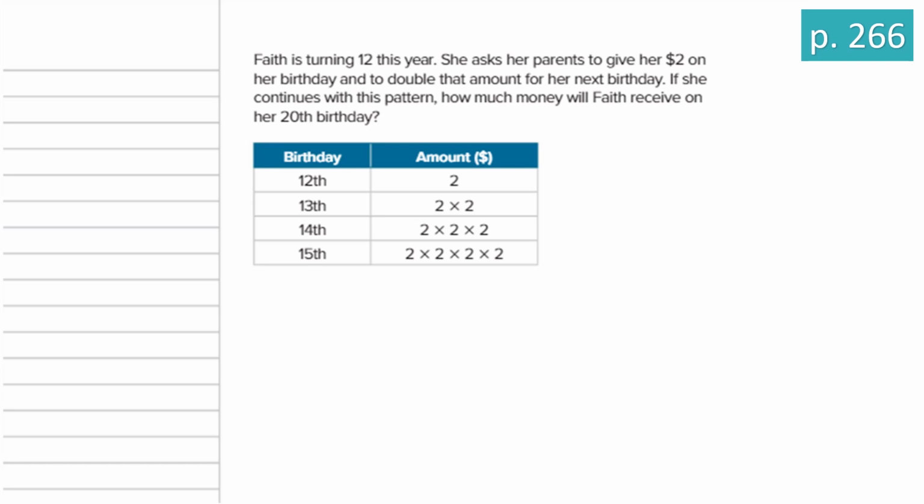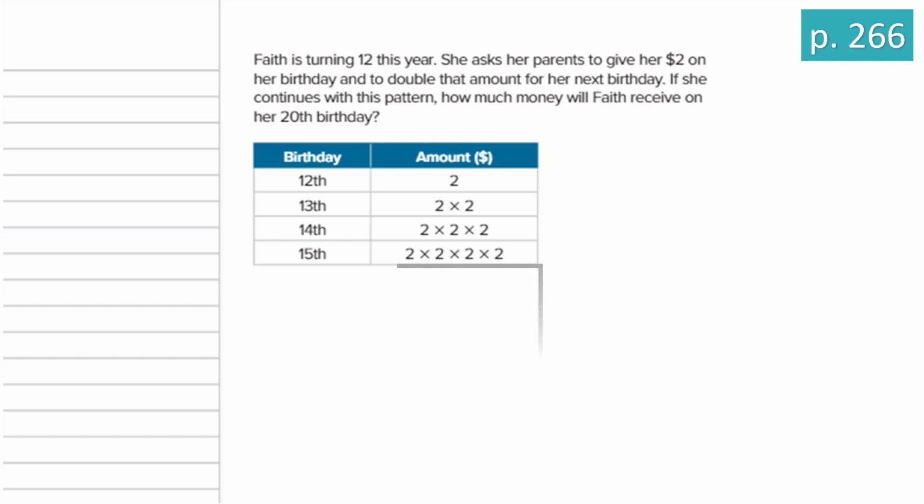So when I'm finishing up the pattern, then I can see that on her 12th birthday, she gets $2. And then on her 13th birthday, they're going to double it, right? Not give her an additional $2, but they're actually going to double it. So that's 2 times 2. And then we're going to double that again on our 14th birthday. We're going to double that again on our 15th birthday. So now after the 4 years, we have 2 times 2 times 2 times 2.